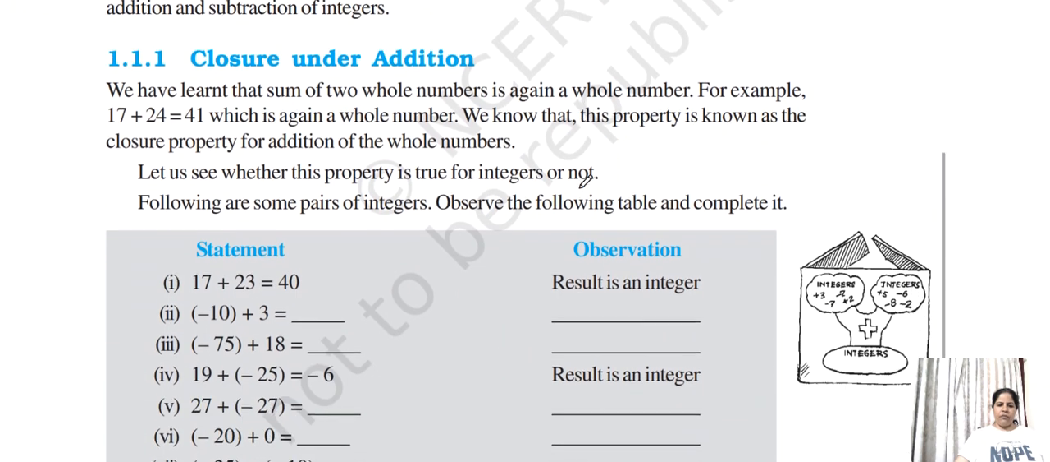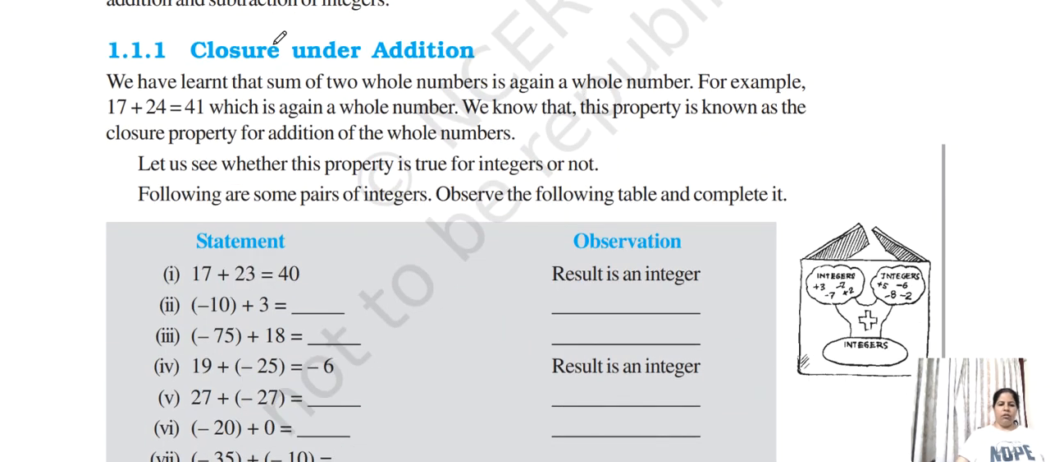So first is closure. Closure under addition. So we will check whether that property is working for addition or not. Addition of integers. Okay. So if you are adding 17 and 23, you have two integers 17 and 23, you are adding these two numbers and you are getting 40. This 40 is also an integer.